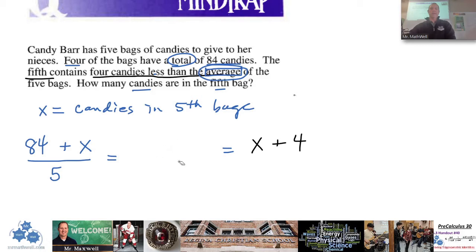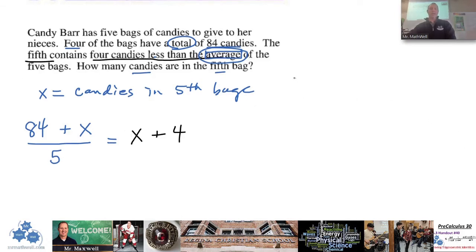So if you let these two equal each other, then you are going to have an equation here where you can solve for x. So again, the first 4 bags plus the 5th bag divided by 5 equals the average. And the 5th bag plus 4 equals the average, because there's 4 less candies, x is average minus 4. So when you do this, you multiply 5 by both sides, you get 84 plus x equals 20 plus 5x, and you multiply that in there.